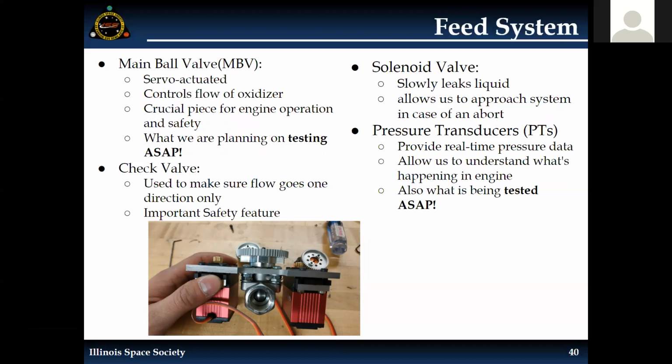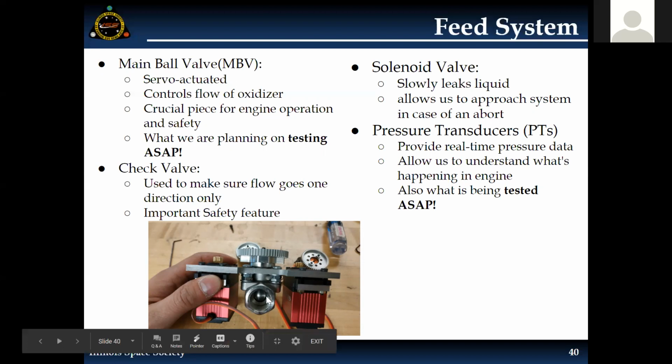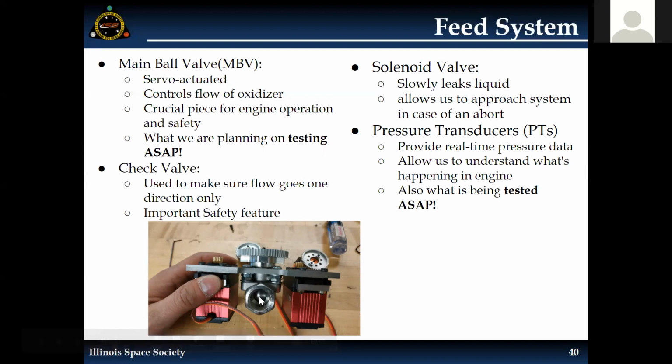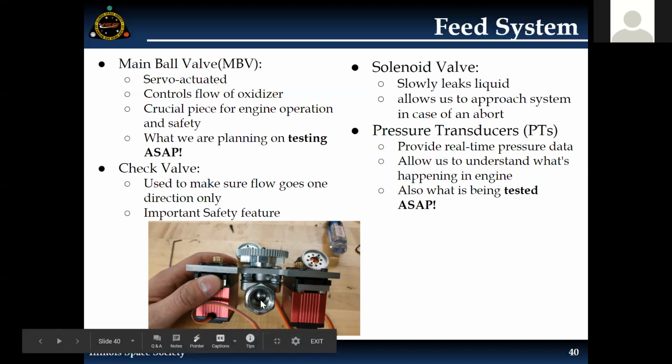The main ball valve, which is actually in the picture on the slide here, is servo actuated. When we say servo, that means a servo motor, which is just a type of small electric motor, which are actually the two red things. The valve itself is this piece here. So this is a ball valve, and it's closed right now, but there's a ball in there, and there's a hole. When the top section turns and rotates, it'll rotate the ball, and when the hole lines up with the feed line, the propellant will move through it.